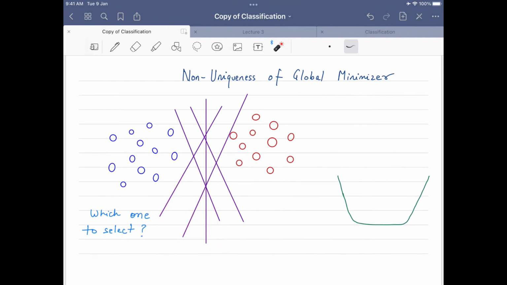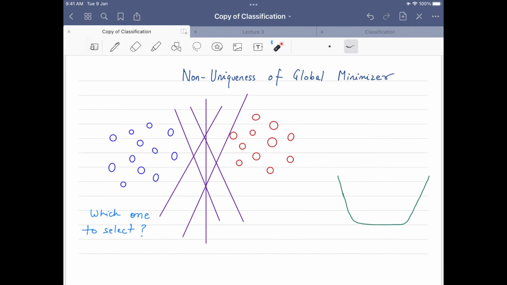So if your algorithm is initialized like this, then it might be the case that it will settle onto this particular boundary, or if your algorithm is initialized here, then it might settle down to this boundary or this boundary. So there is no unique answer to this particular algorithm.